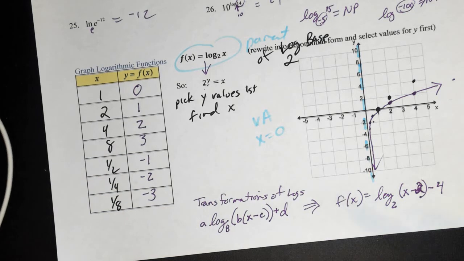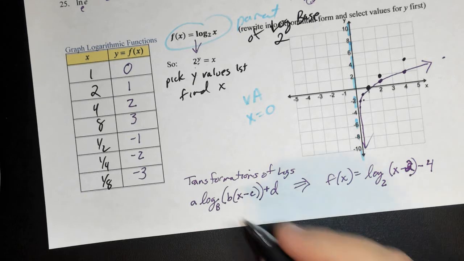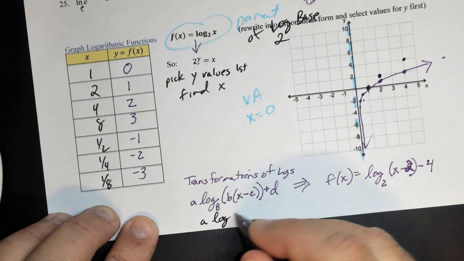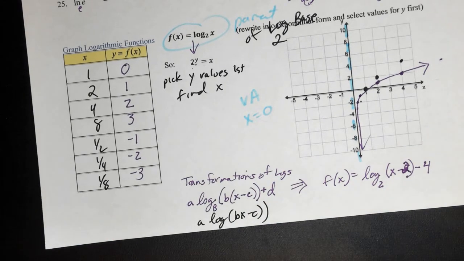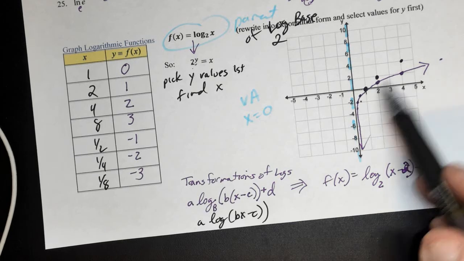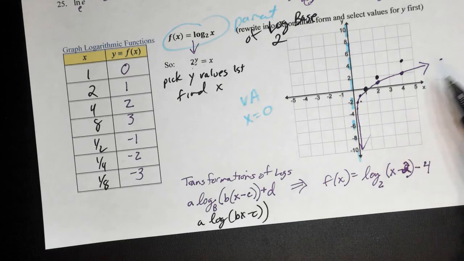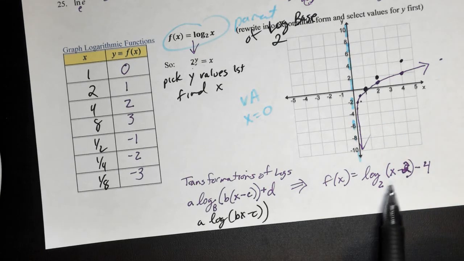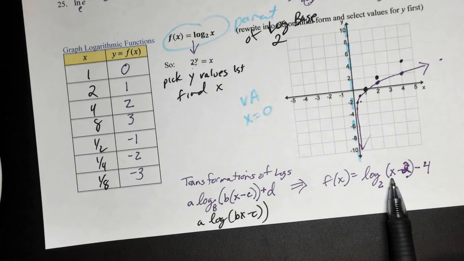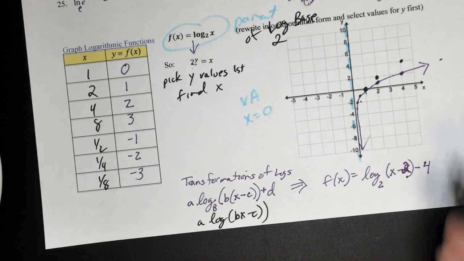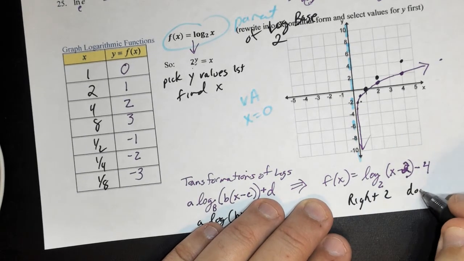Okay, now, transformations off of logs. Here's your A, your B, your C, and your D. In college form, this would be log b of x minus c. Okay, but we're not going to go in depth with these. You're just going to have to, if we were to give you this graph, could you move it? Could you transform it? Well, if I give you log base 2, and that would be this graph, that's its parent function, x minus 2 minus 4. Well, wouldn't that be a right 2 and down 4?